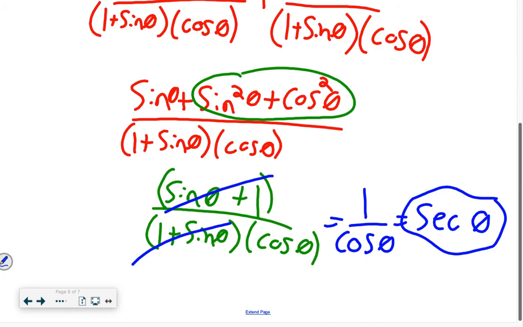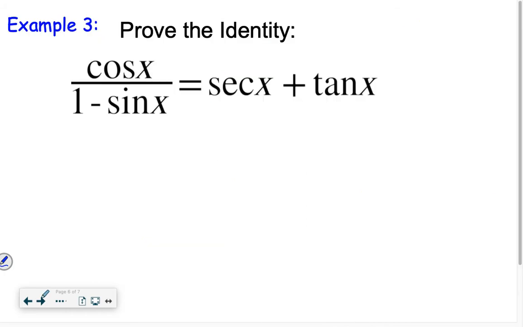Well, let's look at a final example. I think hopefully today is easy for you guys, a lot of work time, so you can finish up your homework. So we have cosine of x all over 1 minus sine of x equals secant of x plus tangent of x. So sub, if you want to pause the video and have kids think about this for a little bit, feel free to do so.